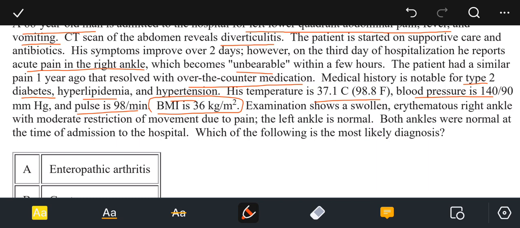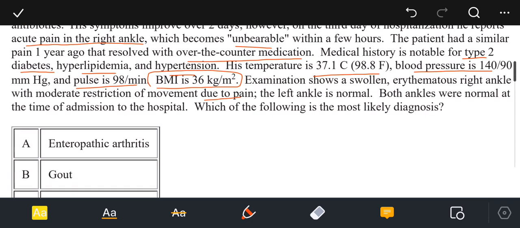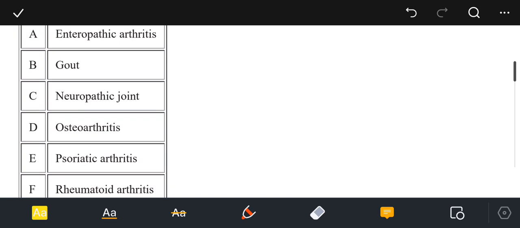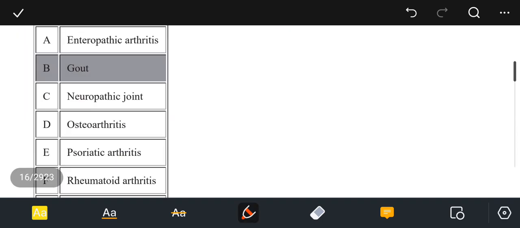Examination shows a swollen erythematous right ankle with moderate restriction of movement due to pain. Left ankle is normal. Both ankles were normal at the time of admission to the hospital. Which of the following is the most likely diagnosis? Among the options, the answer of choice is option B, that is gout.